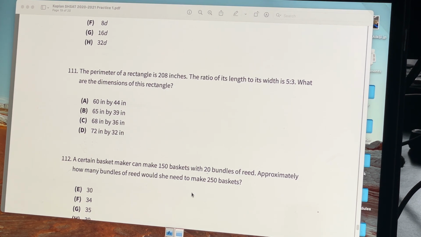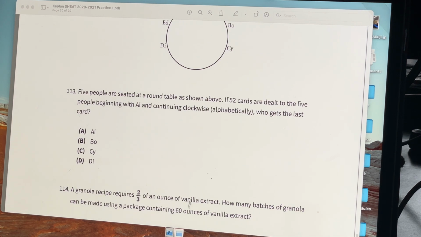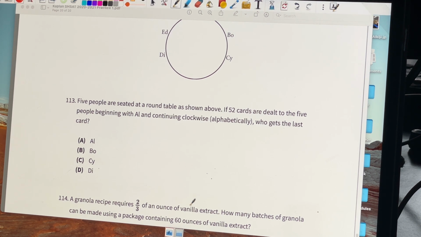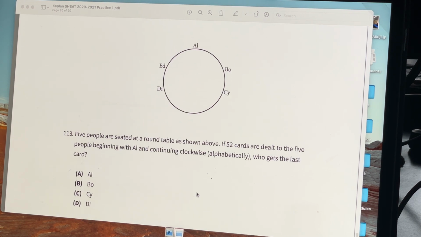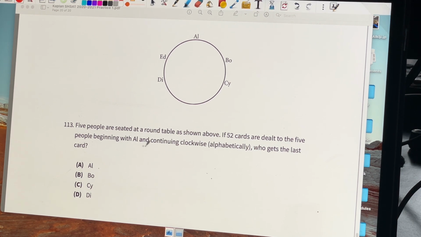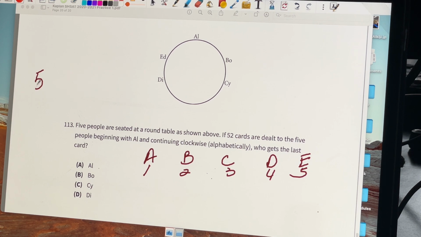113. All right, so 113 is not that crazy. We have 5 people, and I'm going to write the numbers here. Let me write person A, person B, person C, person D, person E, and you're giving out cards. This gets the first, second, third, fourth, fifth card. We want to know who gets the 52nd card.